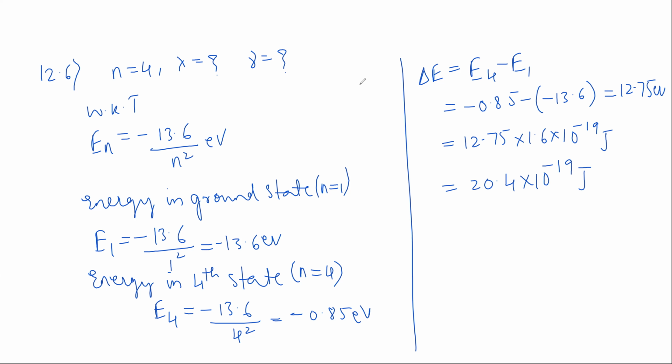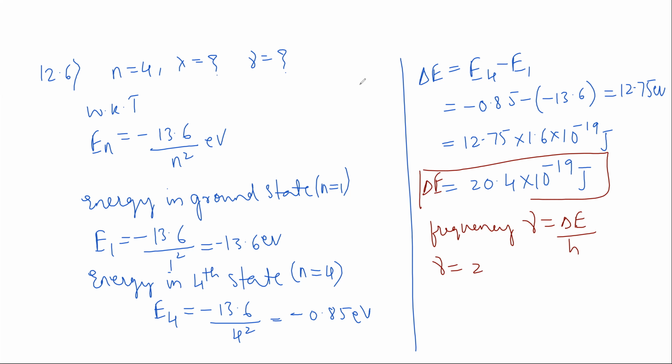And then frequency is calculated using the formula: frequency nu is equal to delta E divided by h. Delta E value we got as 20.4 into 10 to the power of minus 19. The h value is 6.63 into 10 to the power of minus 34. Simplifying, we get 3.077 into 10 to the power of 15 hertz.